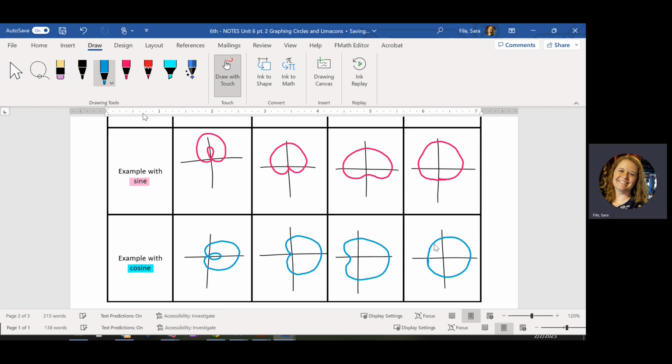The way I drew that one kind of looks like a perfect circle. It is not a perfect circle. If you want to make a little asterisk and put a side note, not a circle, you can.